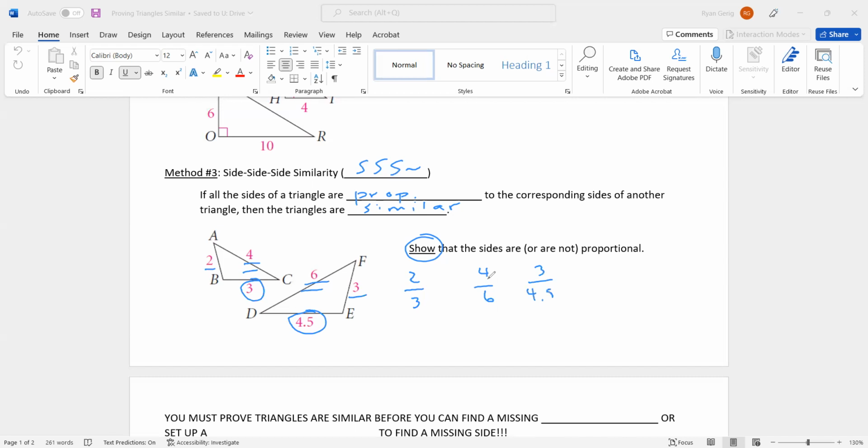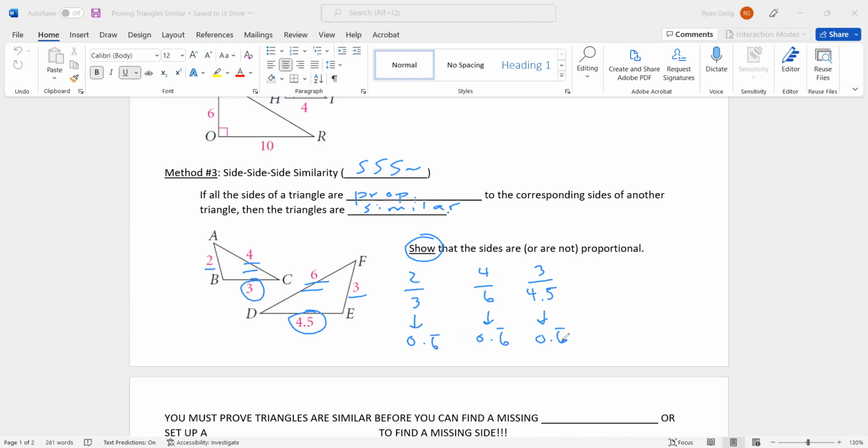Now, there are 2 ways of doing this. If you have a calculator, you could just type 2 divided by 3, you get 0.6 repeating. 4 divided by 6, and you would get 0.6 repeating. And if you did that with 3 and 4.5, you would also get 0.6 repeating, and you would be able to say the sides are proportional. Okay, that's just typing in the calculator. Let's say you don't have one or forget what to do. Here's what you could do.